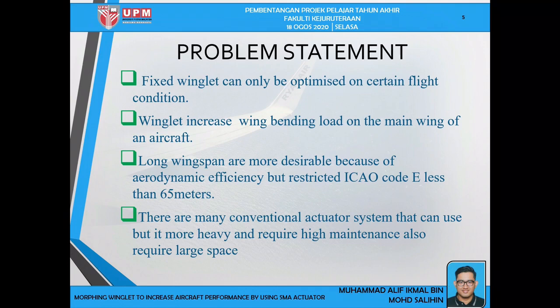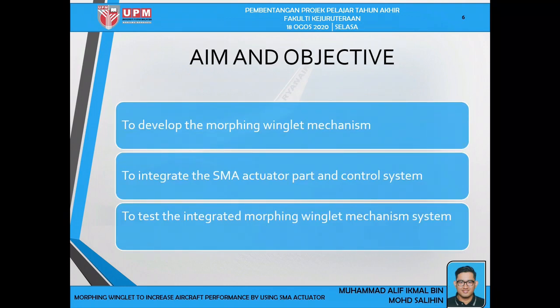Winglet can increase wing bending load on the main wing of an aircraft, and long wingspan is more desirable because of aerodynamic efficiency, but it is restricted by the airport regulation, which is ICAO Code E. There are many conventional actuator systems that can be used, but they are heavier and require high maintenance, and also require large space. The objective of this project is to develop the morphing winglet mechanism and to integrate the SMA actuator part and control system to test the integrated morphing winglet mechanism system.